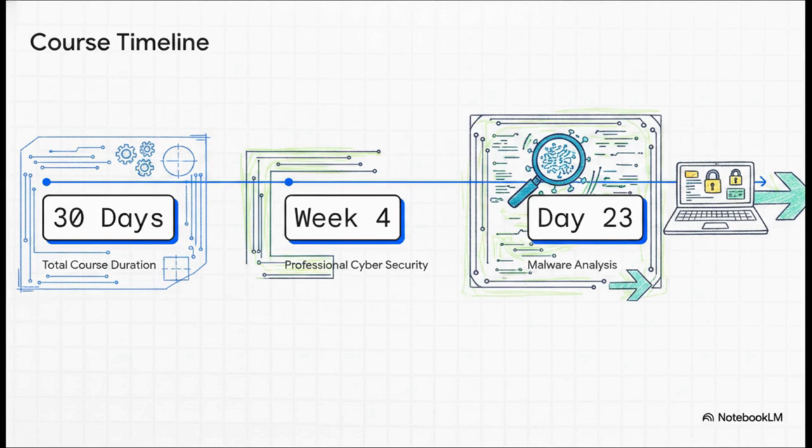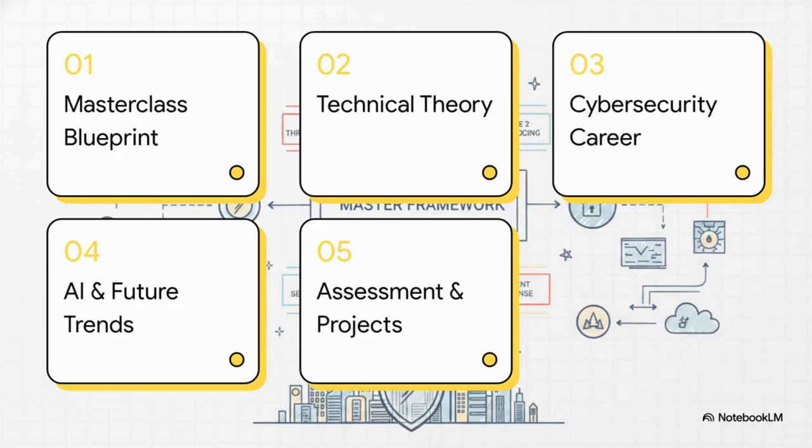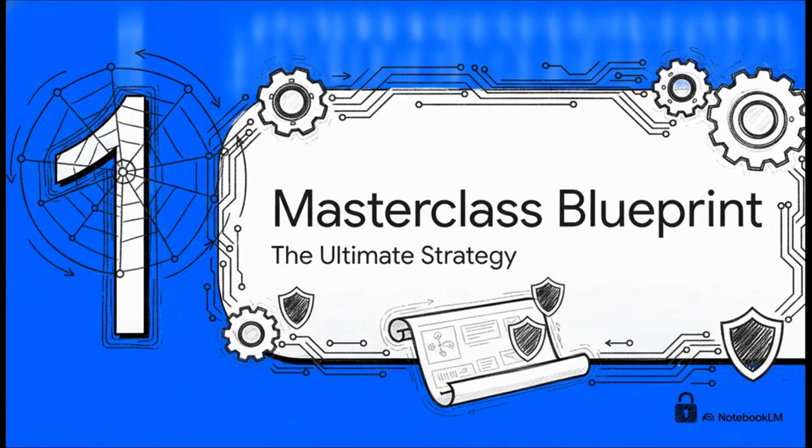To unpack this massive 27-point list of requirements demanded by the source, we've structured our explainer today into 5 key areas. We're going to start with the Masterclass blueprint strategy itself, then examine the core technical theory requirements. After that, we'll look at building a cybersecurity career, touch on AI and future trends, and finally, wrap things up with a rigorous assessment and projects required. All right, let's jump right into Section 1, the ultimate Masterclass blueprint.